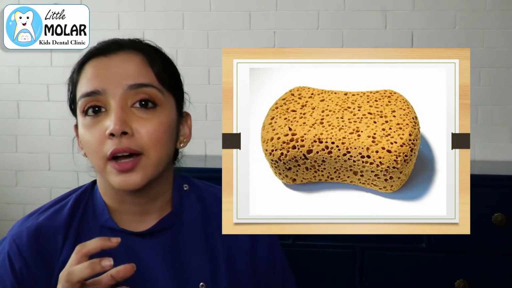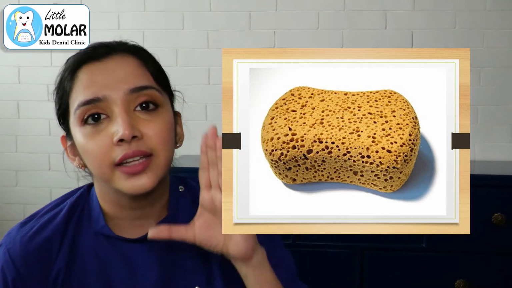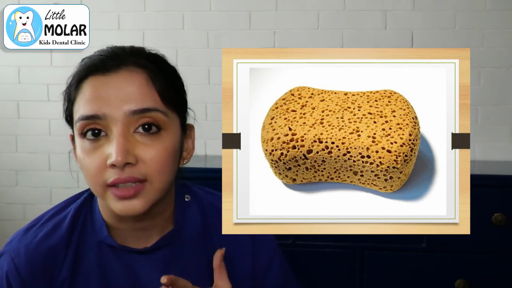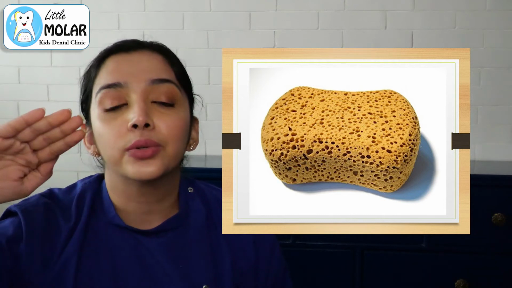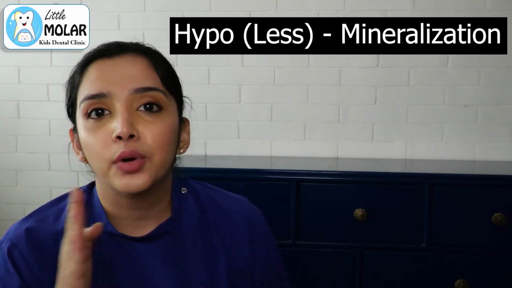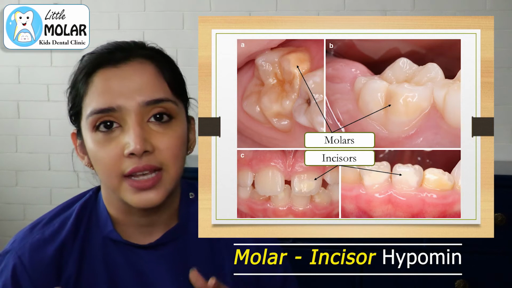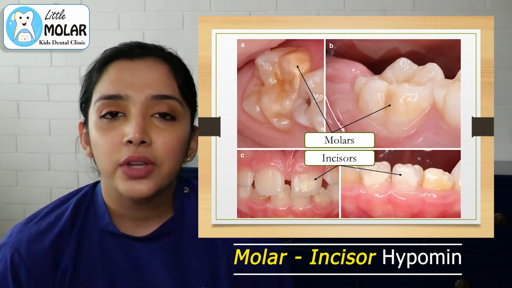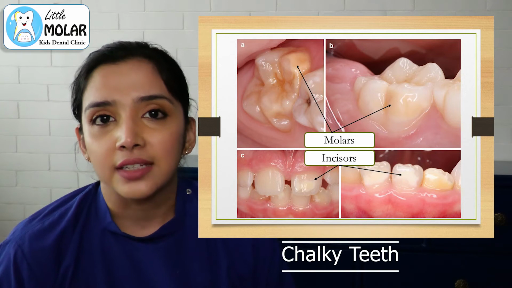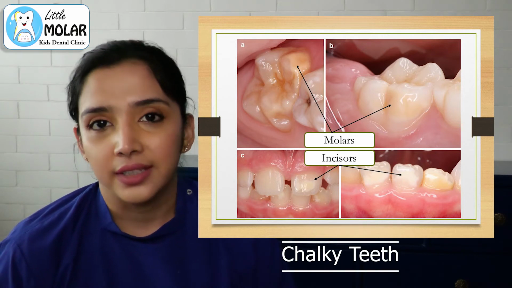Now, when there is a defect in the deposition of minerals, this enamel becomes porous. See, you have to understand that the thickness of the enamel is normal. There is no change in thickness. But because there is less deposition through the entire layer of enamel, this enamel becomes softer, more prone to decay, highly sensitive and easily breakable. When there is less deposition of minerals in the enamel, it is called hypomineralization. Since it affects your molars and incisors, it is called molar incisor hypomineralization. And because these lesions usually appear chalky white, these teeth are called chalky teeth.